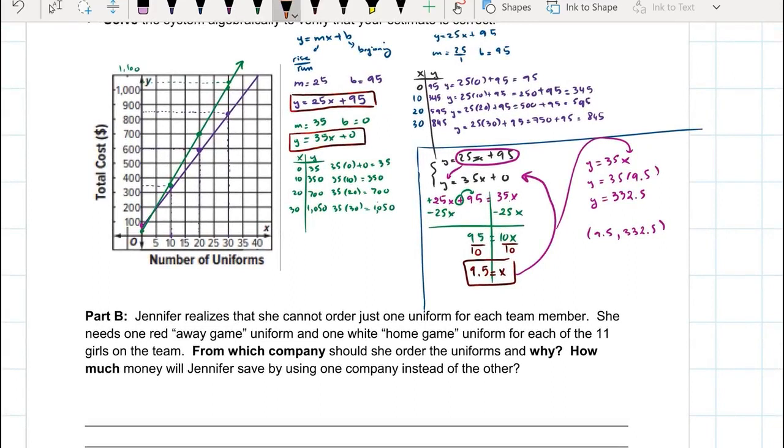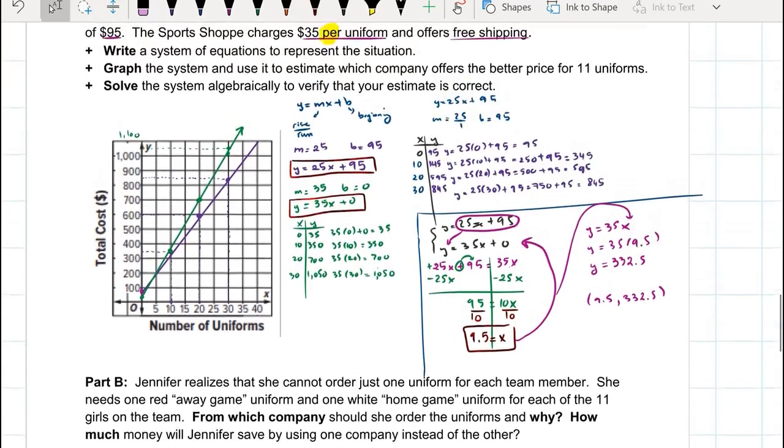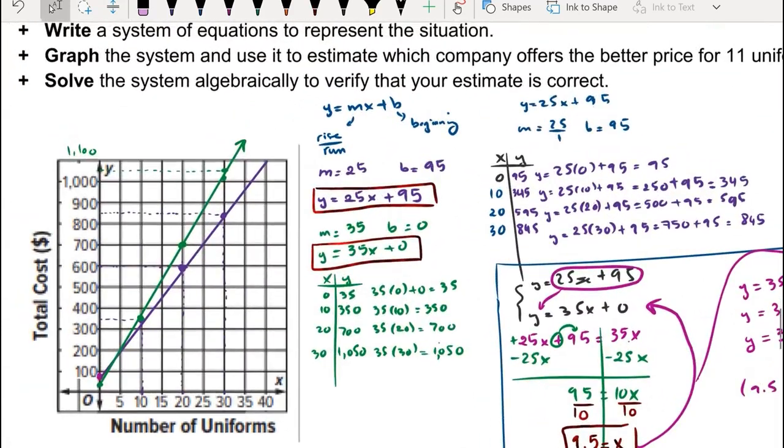So based on our graph, I think I need to label this really quick. The purple line stands for Unique For Me. And the other one is Sport Shopee. It was in green.